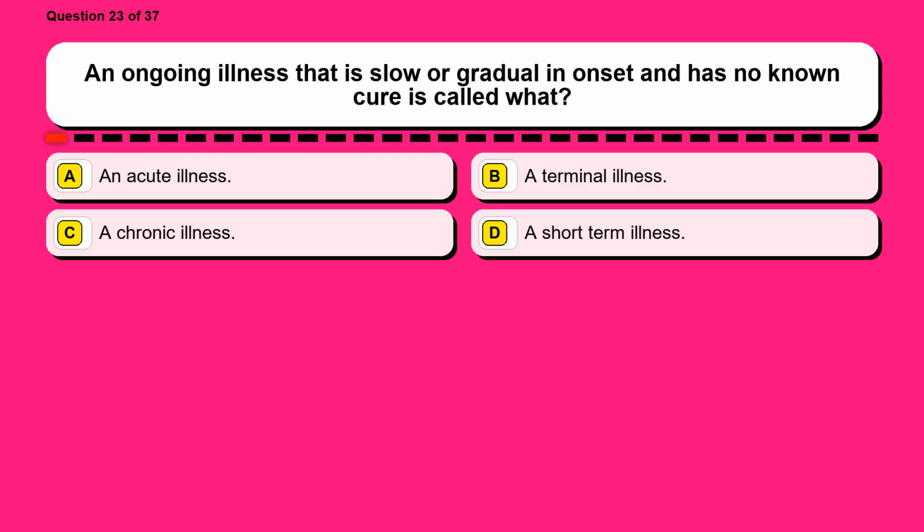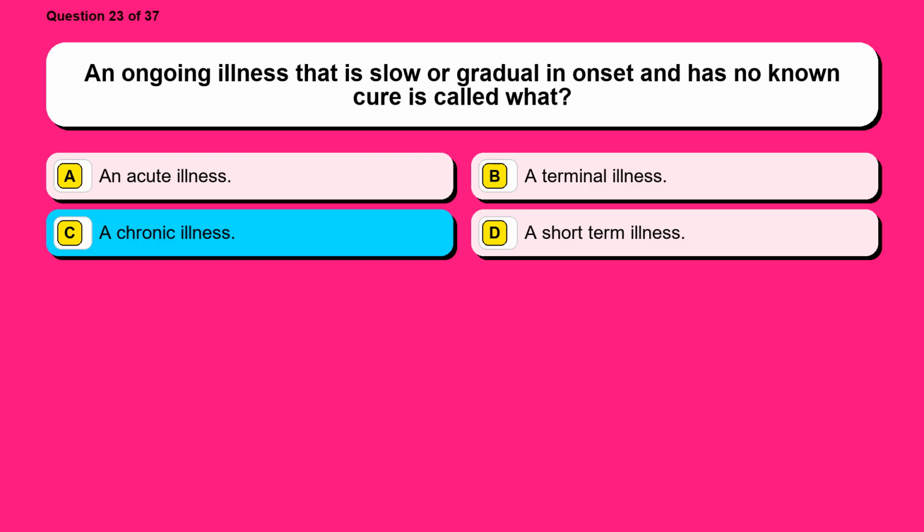Question 23. An ongoing illness that is slow or gradual in onset and has no known cure is called what? Option A, an acute illness. Option B, a terminal illness. Option C, a chronic illness. Option D, a short-term illness.